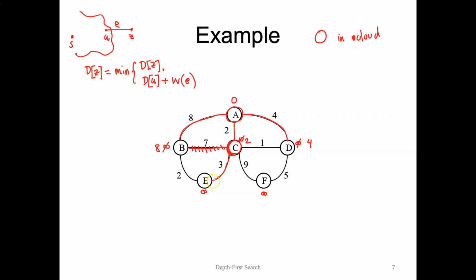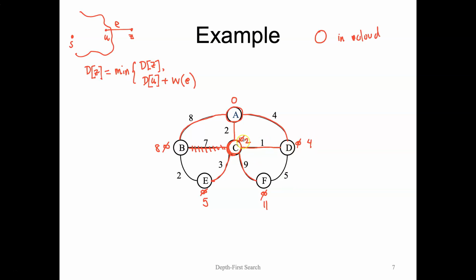When this is relaxed, we find that we can get to E in a total of 5 steps. This is the 2 steps to get to C plus 3 steps to follow this edge. We'll update our distance label here. And when this edge from C to F is relaxed, we find that we can now get to F in a total of 11 steps. The 2 steps to get to C plus the 9 steps to get to F. And lastly, we'll relax this edge to D.